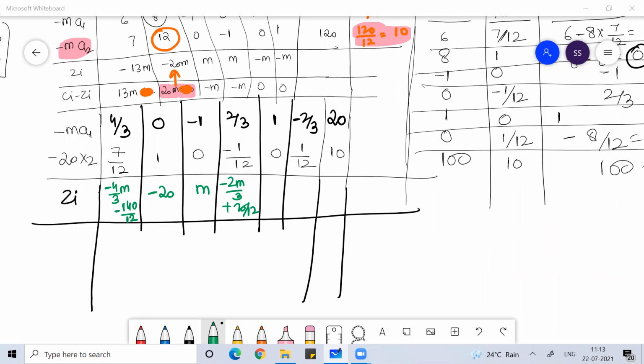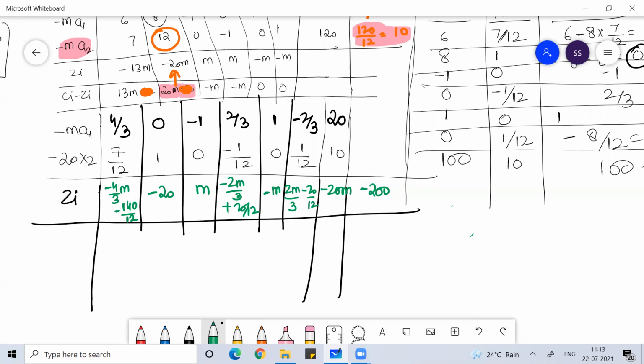Then this is minus m. Then this is 2m by 3. So this is minus m. This is 2m by 3 minus 20 by 12. Then this is minus 20m minus 200. So these are the Zi values.